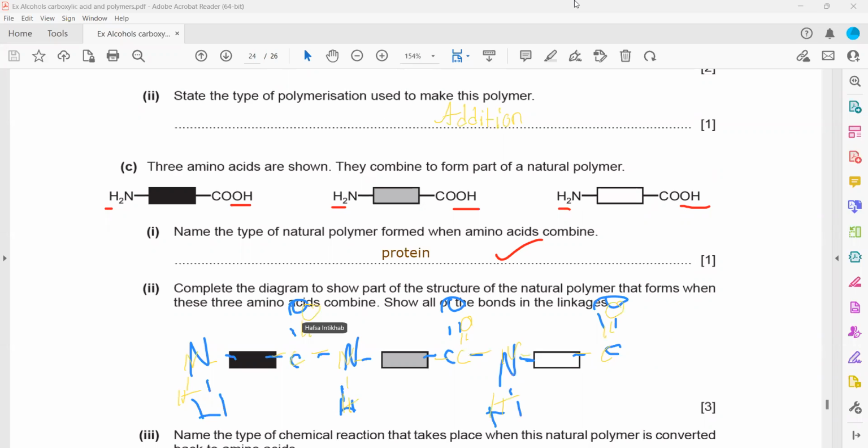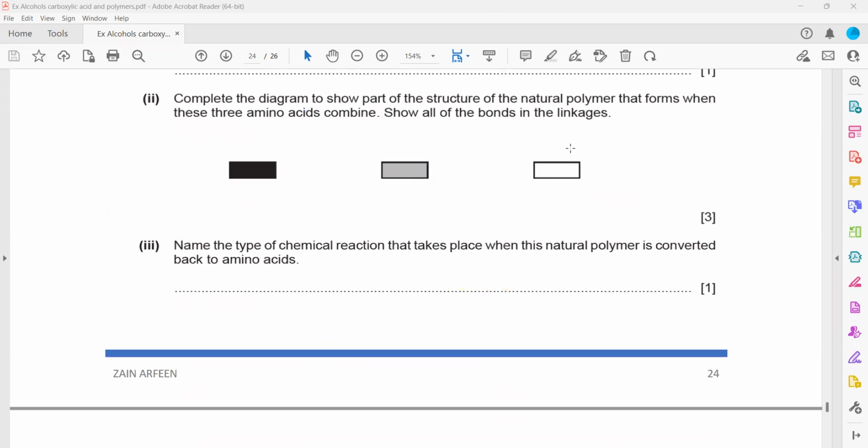Yeah. Then we have the next question. Name the type of chemical reaction that takes place when natural polymers are converted. Hydrolysis. We call it hydrolysis.